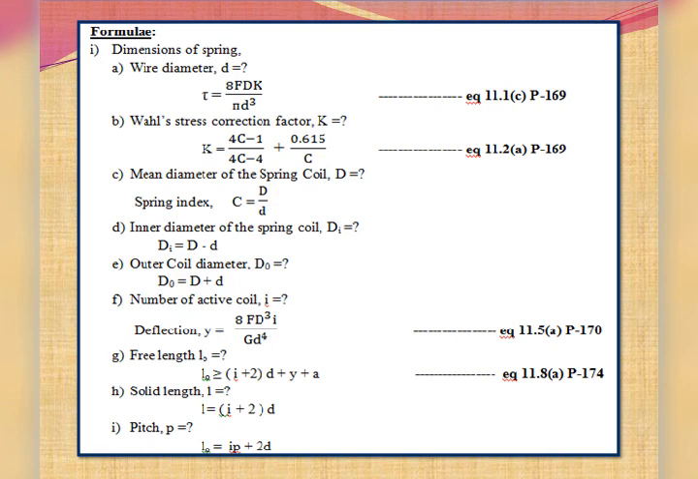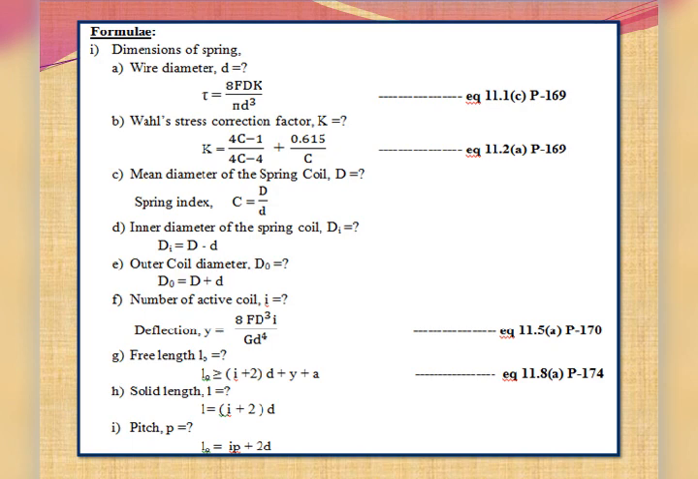Next, inner diameter of the spring called di. So di is equal to capital D minus small d, the wire diameter. And outer coil diameter d naught is equal to capital D plus d, mean coil diameter plus wire diameter. Next, the number of active coils I can be obtained by using the deflection equation, equation number 11.5a, page number 170. Deflection y is equal to 8 F D cube I divided by G d raised to 4.